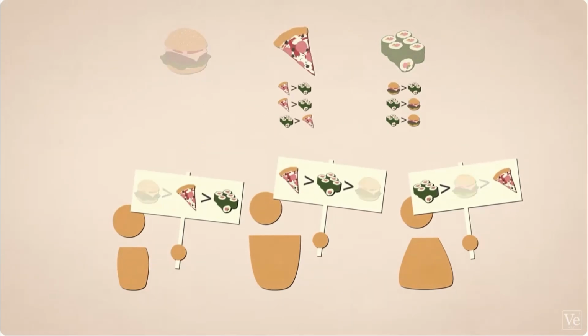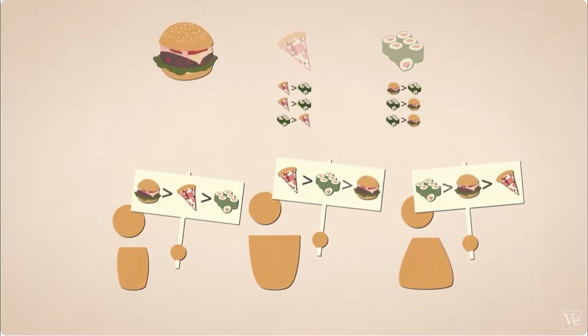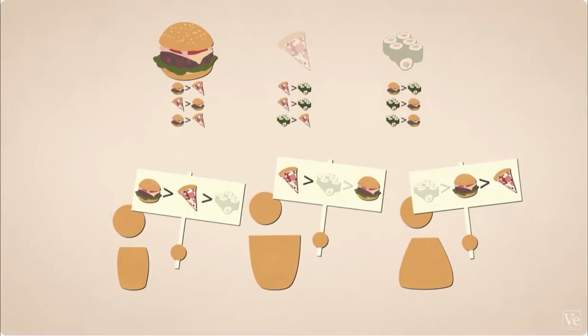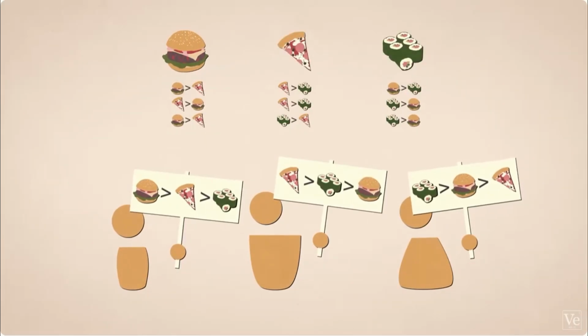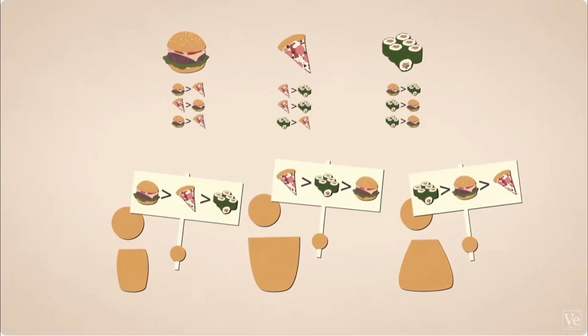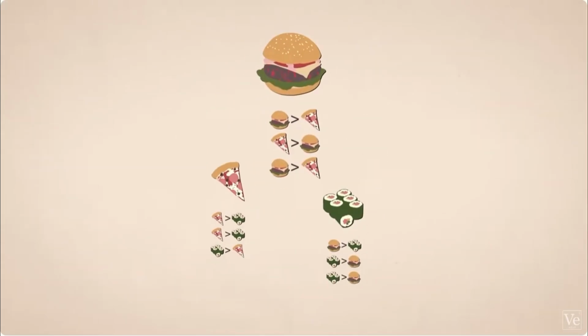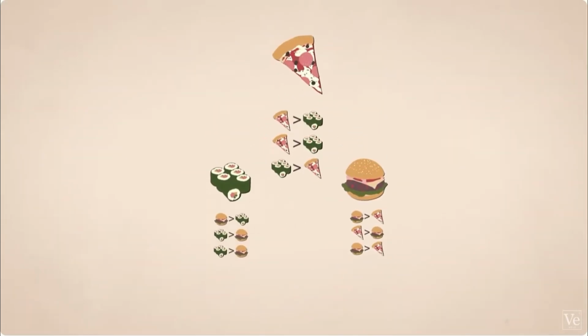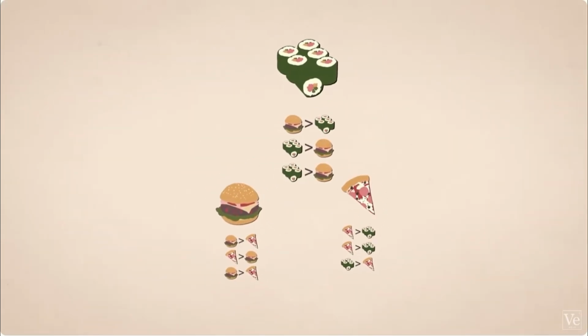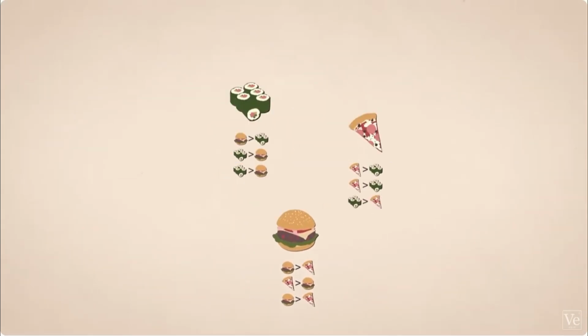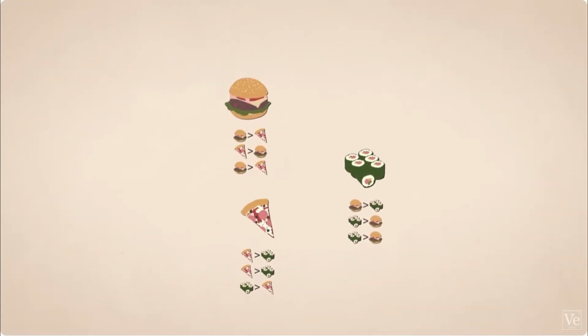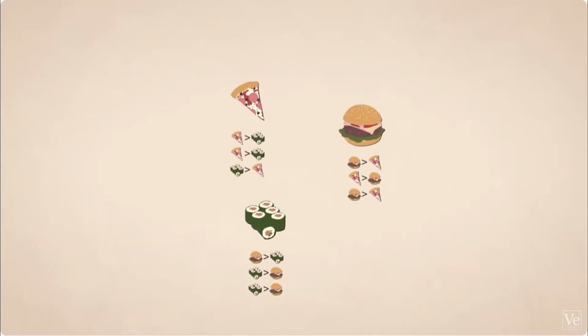However, by the same argument, pizza is preferred to sushi and burgers are preferred to pizza by a margin of 2 to 1 on each occasion. So it seems like you and your friends are stuck in a loop. Burgers are preferred to pizza, which is preferred to sushi, which is preferred to burgers, and so on. This situation is known as Condorcet's paradox.